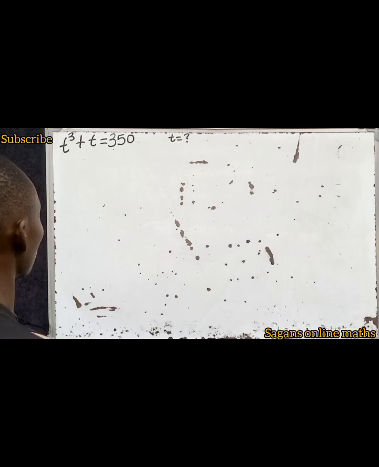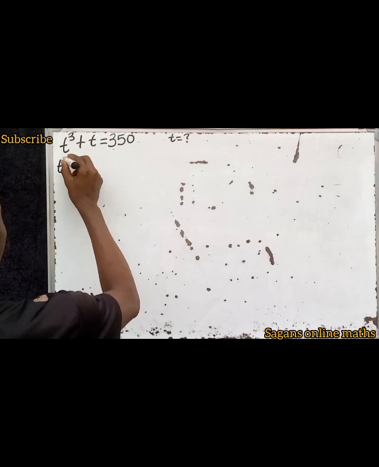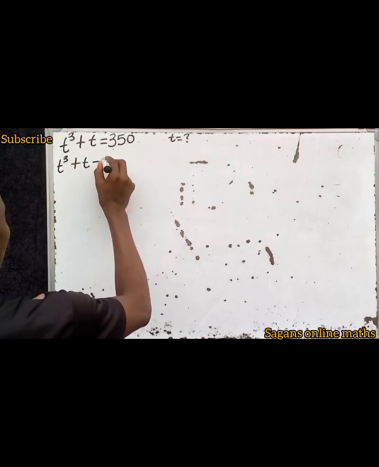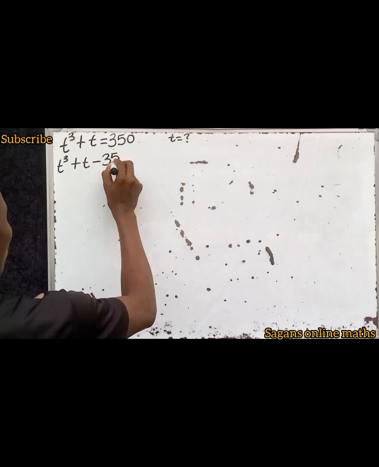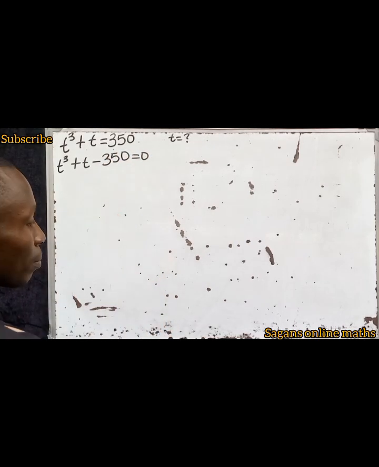Our first step is to subtract 350 from both sides. Let's do that quickly. So this is t to the power of 3 plus t minus 350, all this equals to 0. This is our first step. Alright. Now what is our second step?